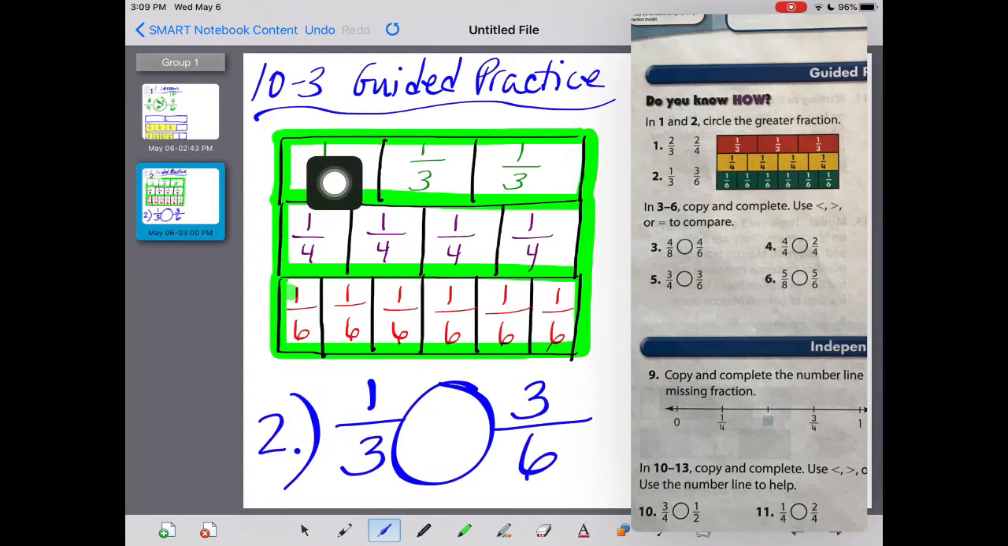All right. Well, based on looking at this, I see 1/3 only goes about this far. But 3/6 go all the way to here. Covers much more of the whole. So 1/3 is less than 3/6. That alligator's mouth is going to be looking over at the 3/6. So 1/3 is less than 3/6.